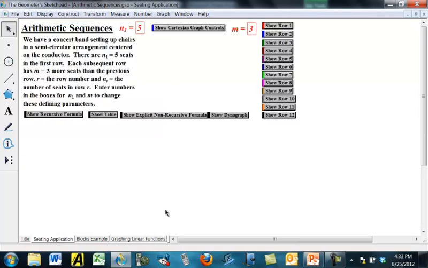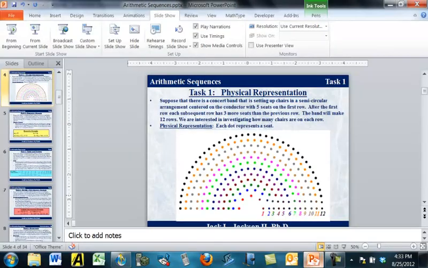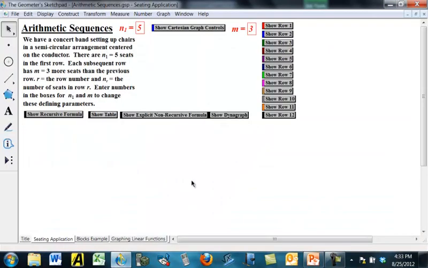So here's our seating application. And let's see if this is the same thing we said. We want to start with 5 seats and then add 3 each time. I have this set up, it's dynamic, so the N1 is how many seats are in the first row, and the M is how many we're adding each time. So let's take a look at what we have. There's our first row with 5 seats.